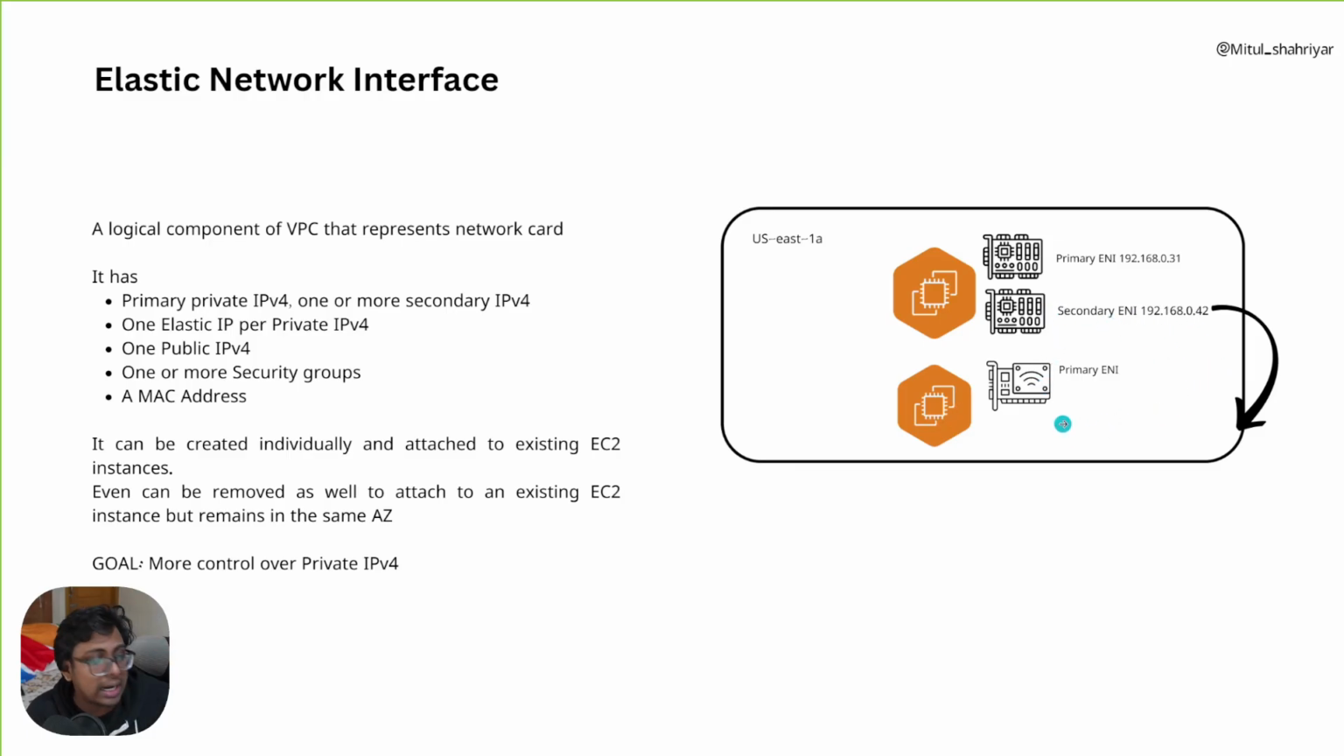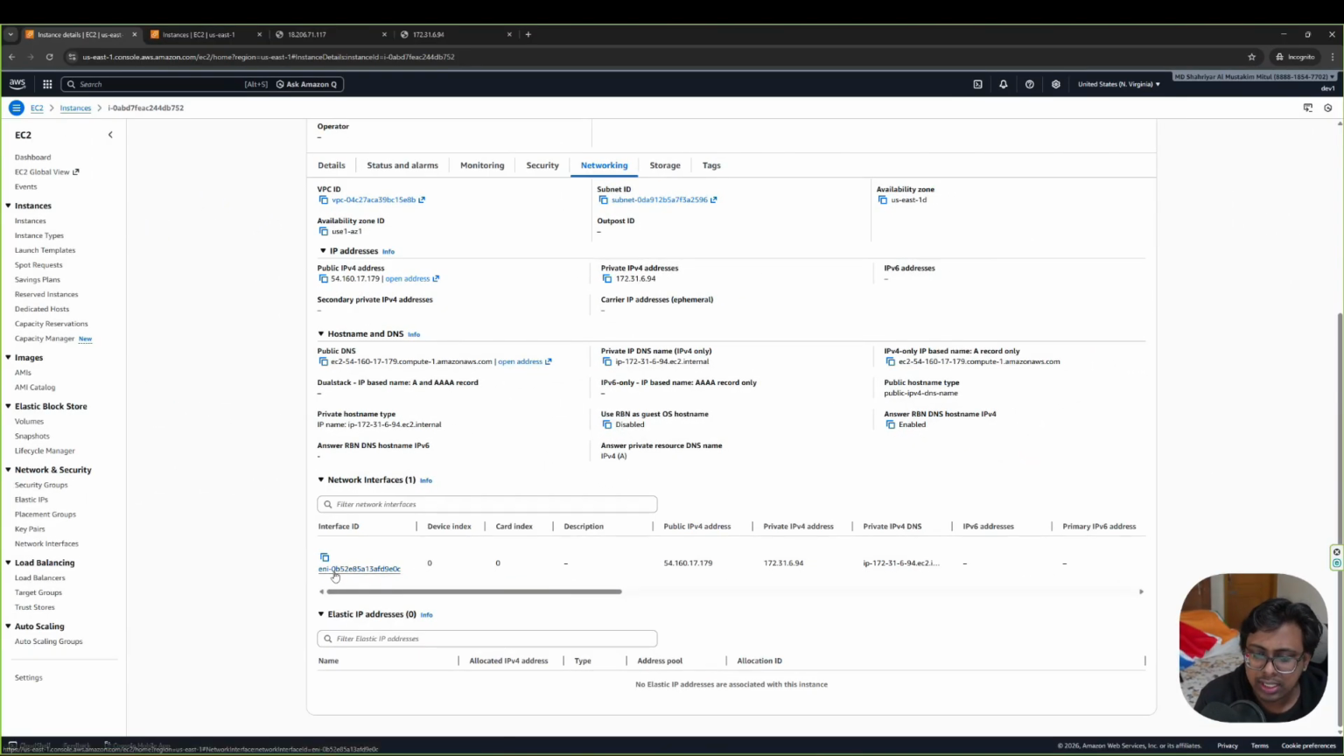Now you may ask why should we go for an elastic network interface? Just understand that this is something we didn't create, so we don't have any control over it, right? If we create another EC2 instance, there will be another ENI, no problem with that. So what happens when we delete the EC2 instance? Those will be gone, right?